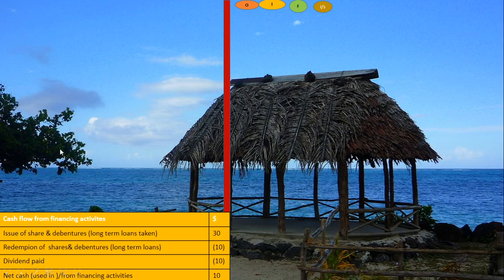Then we go to financing. Financing is very simple. It's related to shares and debentures basically in your question, or it could have long-term loans taken. Debenture is an example of long-term loan. So issue of shares and long-term loans, if you have taken it, there is the inflow of cash, so it's positive, and we also call it issue.